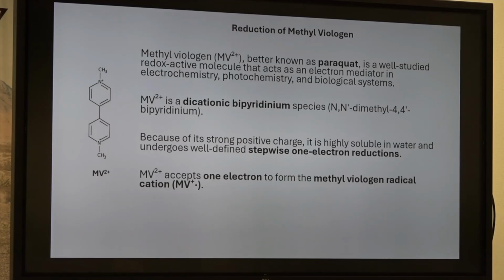What about, is this general? Yes, I claim. There's something called methylviologen, also known as paraquat. Okay? It's a well-studied molecule used a lot in electrochemistry. It's called MV++. It's a dicationic viologen species. Because of its strong positive charge, it is highly soluble in water and undergoes well-defined stepwise 1-electron reductions. MV++ accepts 1 electron to form MV+, the methylviologen radical cation.